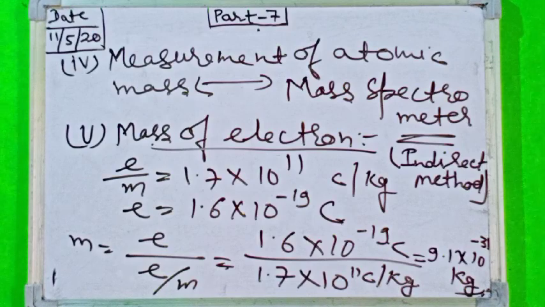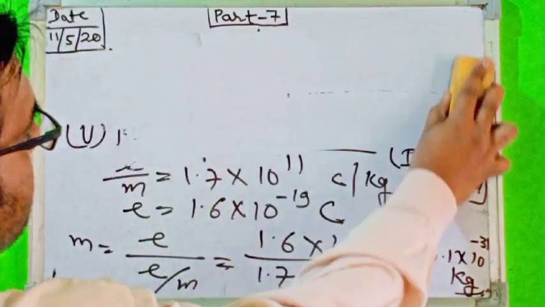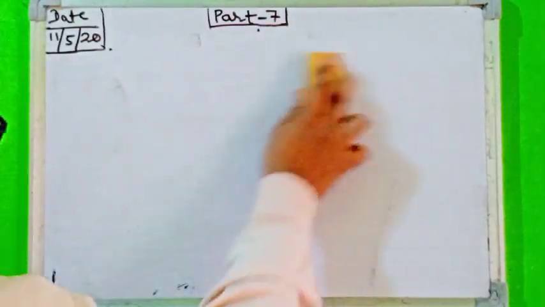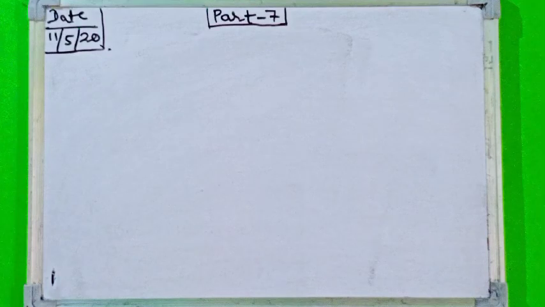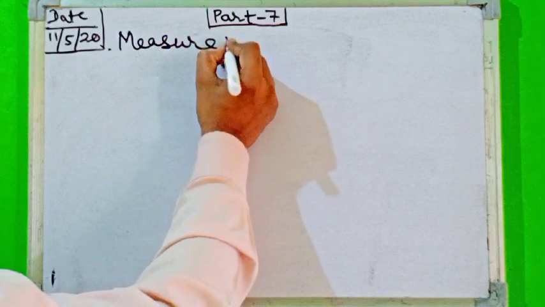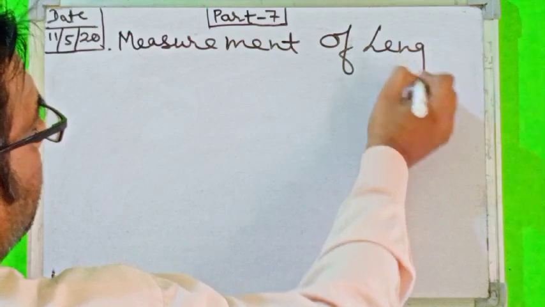Now we are going to discuss the next important physical quantity, that is measurement of length. Next one is measurement of length.